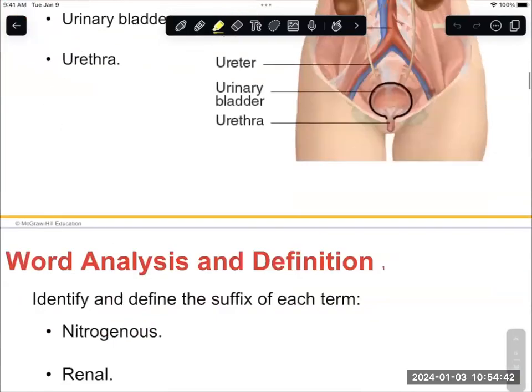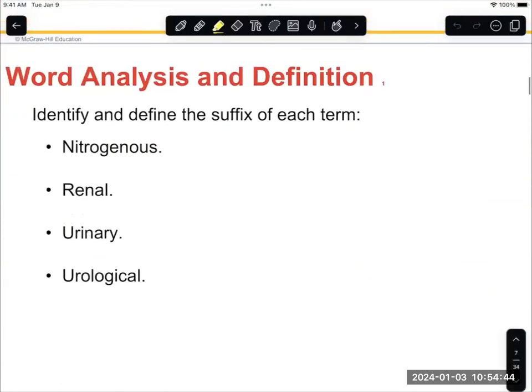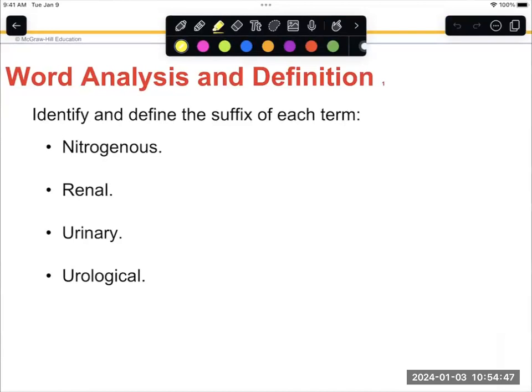So let's look at some of these different terms here. Let's find the suffix. OUS means pertaining to. Nitrogenous means containing or generating nitrogen. Al means pertaining to. Renal, pertaining to the kidney.